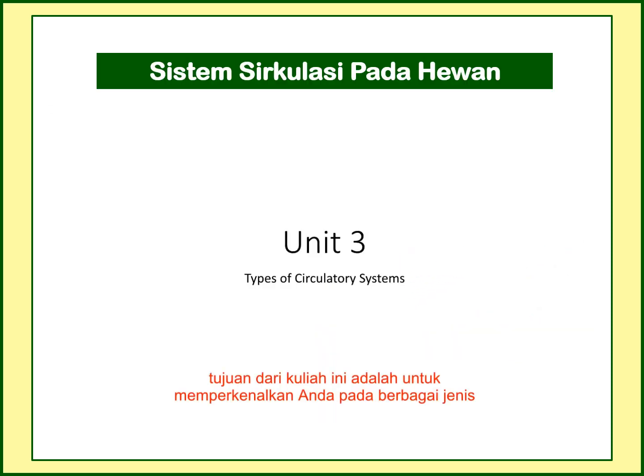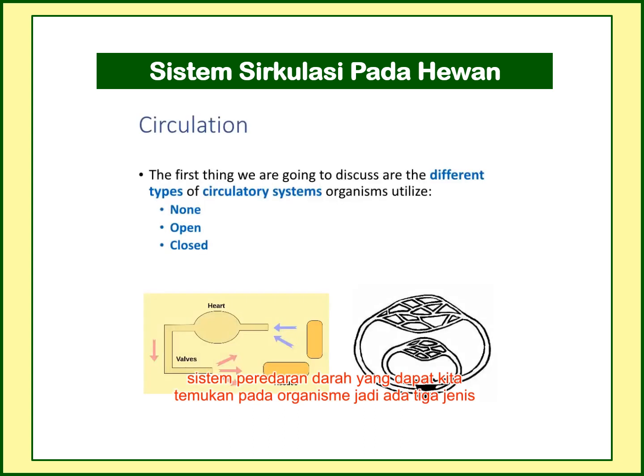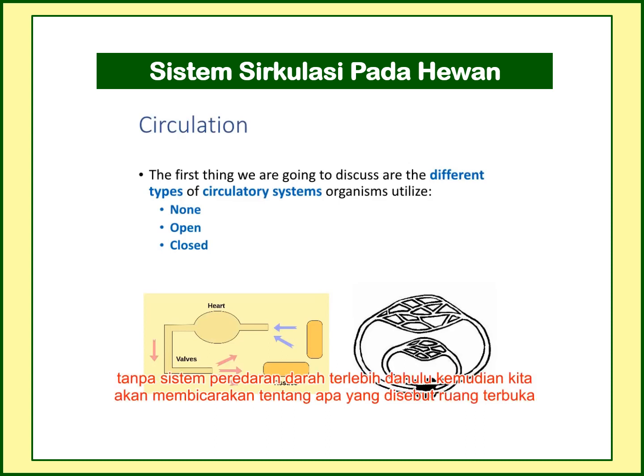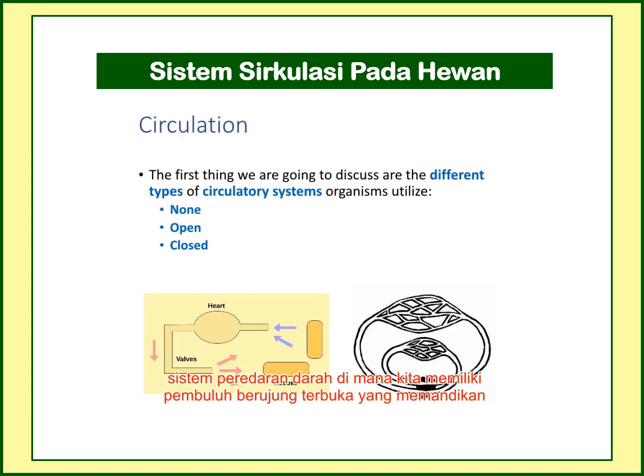The goal of this lecture is to introduce you to the different types of circulatory systems that we can find in organisms. So there are two main types of circulatory systems, and then some animals who can live without circulatory systems. So we'll talk about the ones without circulatory systems first. Then we'll talk about what's called an open circulatory system, where we have open-ended vessels that bathe the tissues directly in the circulatory fluid. And then we'll talk about closed circulatory systems, which is what we observe in us, for example.